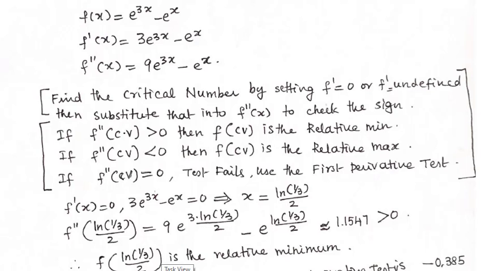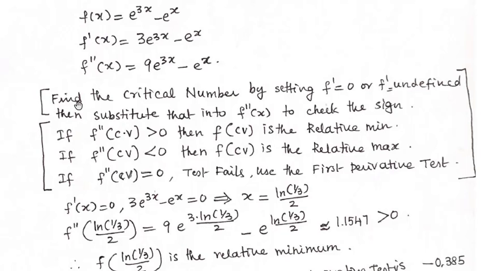I'm going to explain how to use the second derivative test to find the relative extrema of a function. So f of x is given as e to the power 3x minus e to the power x. Find the first derivative and second derivative. And first I will explain the procedure.